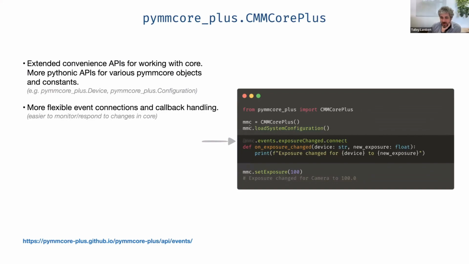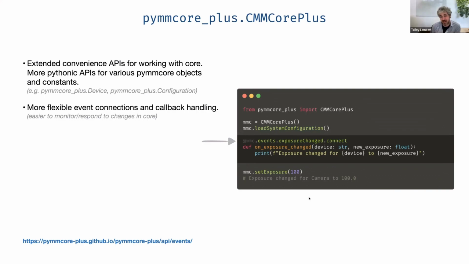So the core object gains this events object that has a number of things you can connect to. For instance, exposure change connect. So here is a function that whenever the exposure changes, we would like it to be called with the name of the device and the new exposure. So if you did that and then you ran mmc set exposure, this function would get called and it would print exposure changed for camera, that's the name of the device, to 100, the new exposure.